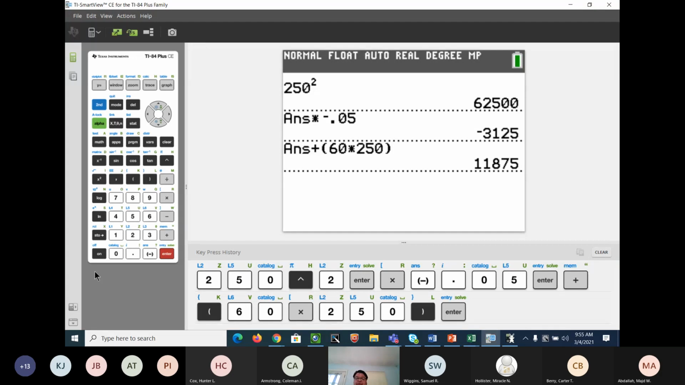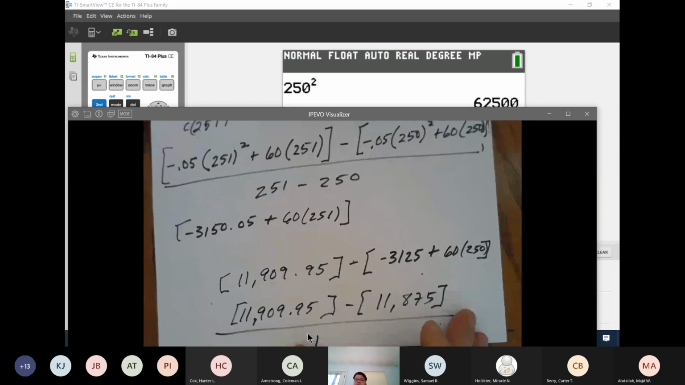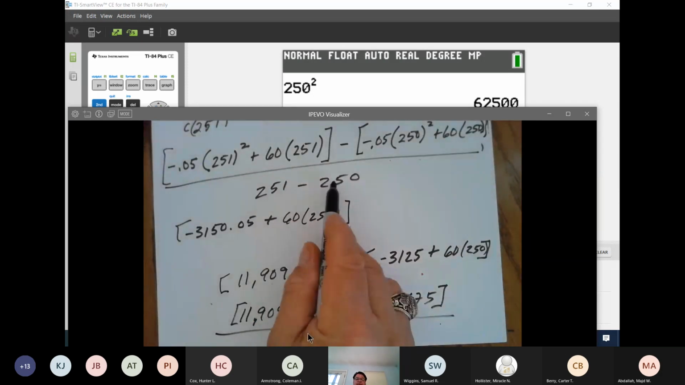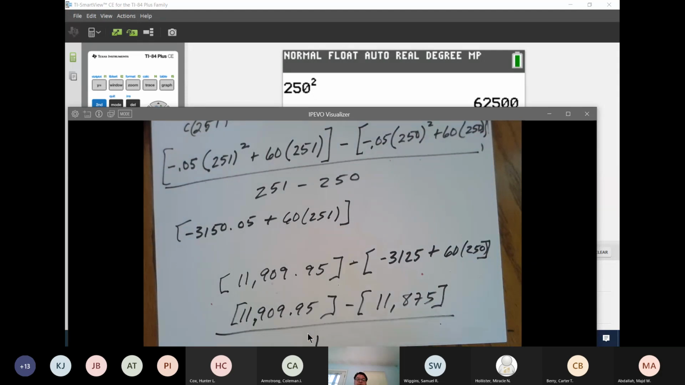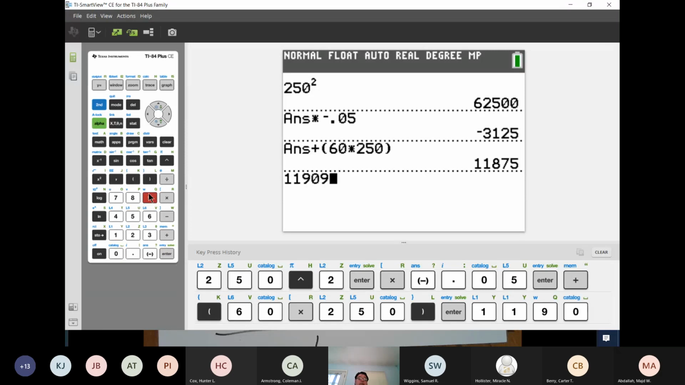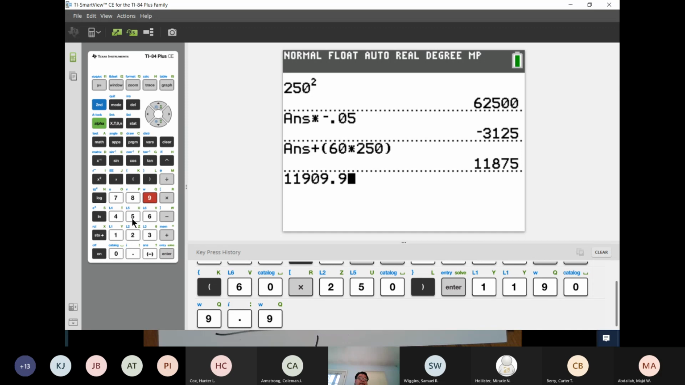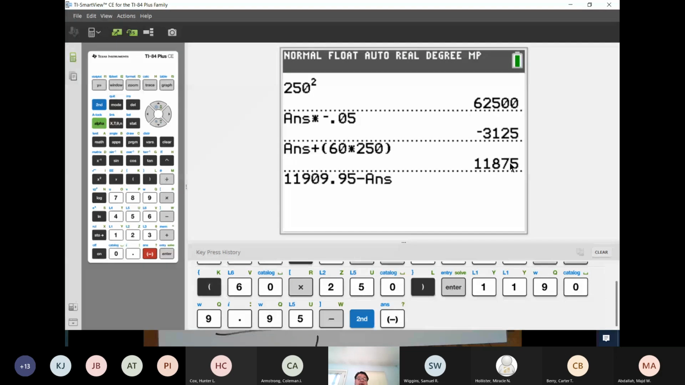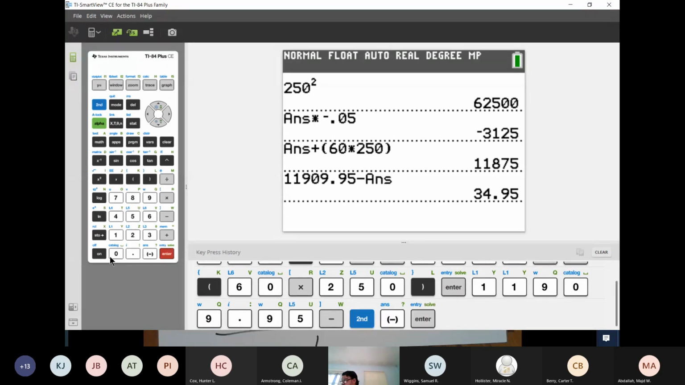I think y'all know where I got the 1 from. Of course, the 1 comes from 250 minus 251 right there. That's where the 1 comes from. So let's go ahead and do it on the calculator: 11,909.95 minus the second negative symbol, which is the last answer you had. That's why ANS is up there, which is 11,875. And that leaves me with 34.95.